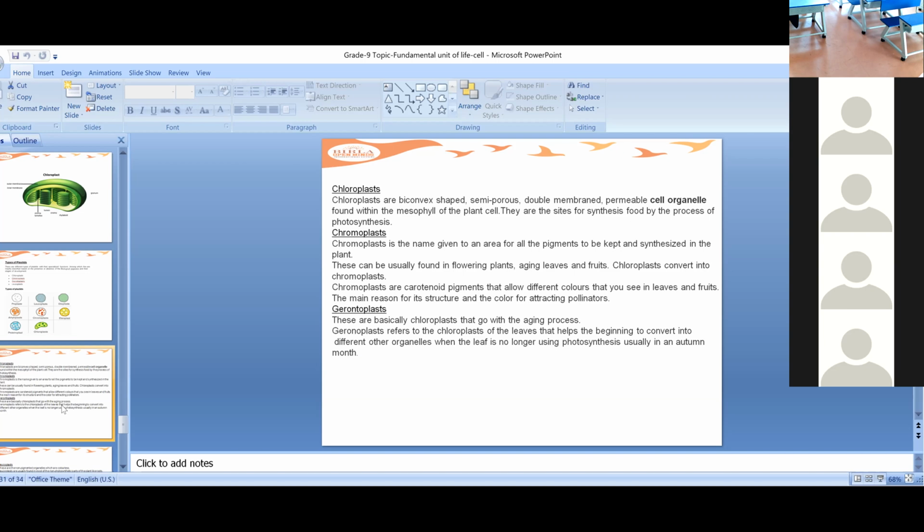So coming to chloroplast, they help in the process of photosynthesis. Okay. So coming to chromoplast. Chromoplast is the name given to an area where all the pigments are kept and synthesized in the plant. These can usually be found in flowers, in leaves and fruits, because flowers have different colors, isn't it? Even fruits have different colors.